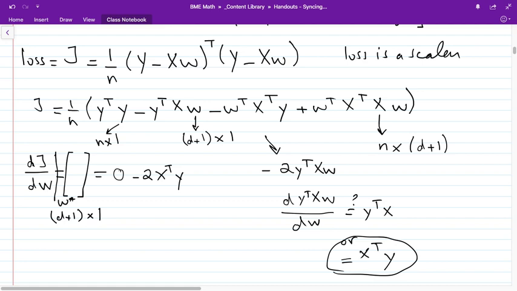Finally, we have this quadratic term in the front. And the derivative of this is going to be either this term in the front of it or this term in the back of it. Basically, the way you can tell what the derivative is going to look like is which one gives you the correct shape, a column vector. What do you think? Is it going to be w transpose x, or is it going to be x transpose xw? Yeah, it's going to be plus 2 times x transpose xw.